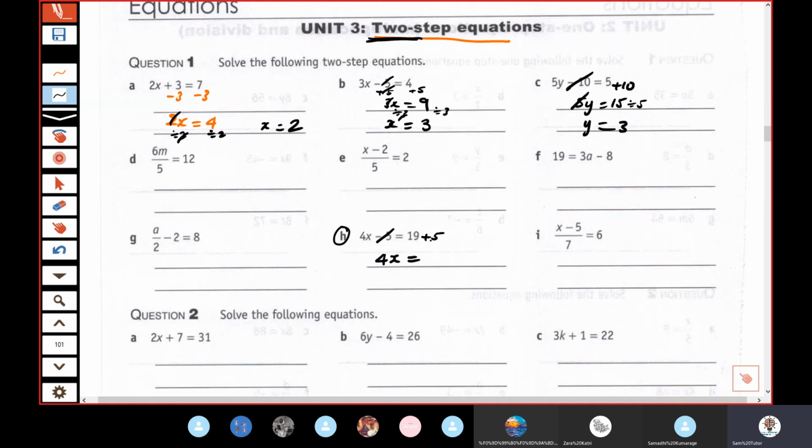4x equals 24. And then at this step, look at it again. How did you get 24? Oh, you just added 5. Yeah. And then how do I get rid of this 4 that's here? You cross it out. Yep, and then you divide it by 4. 24 divided by 4 is 6. And you have to actually write x equals 6.